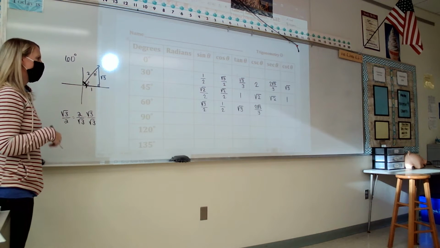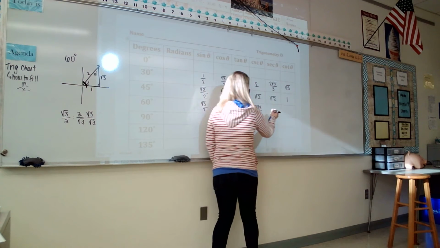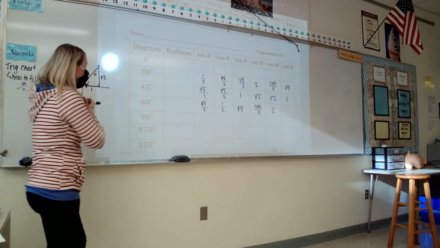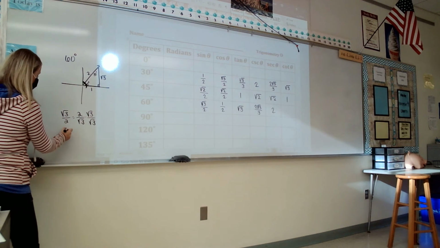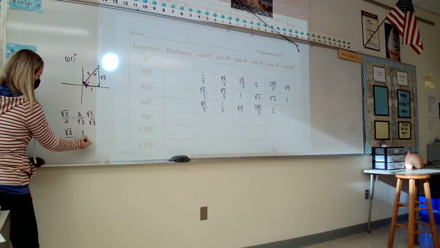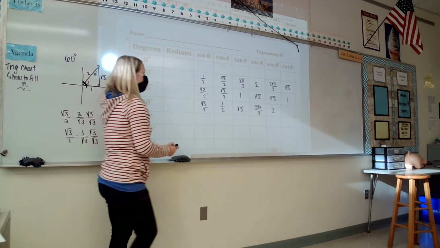If I have 1/2 for cosine, flipping is pretty easy. That would just be 2 over 1, so secant would just be 2. And if I had square root of 3, think of that as being over 1. I would have to flip that and then simplify it, and that would give me square root of 3 over 3.